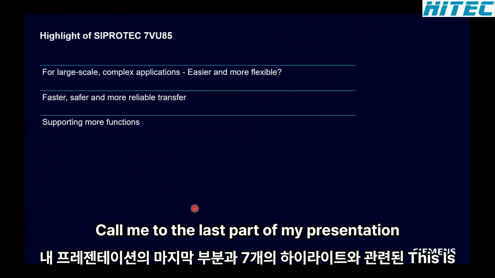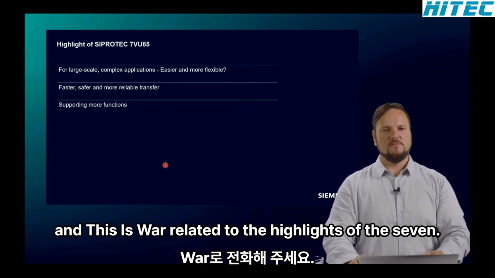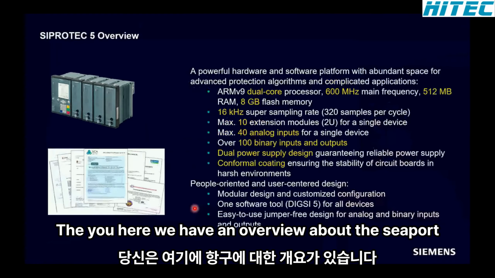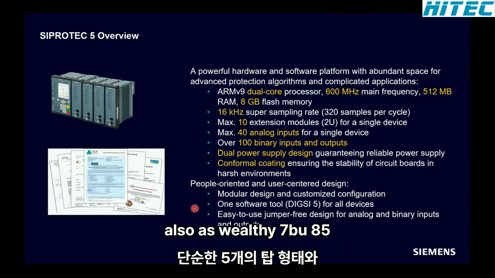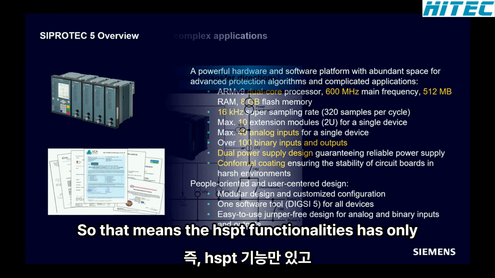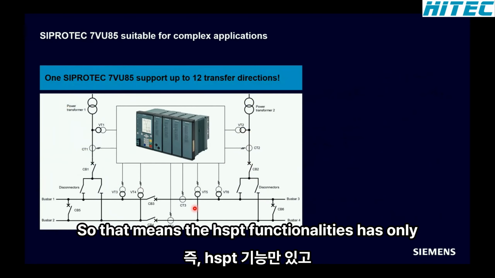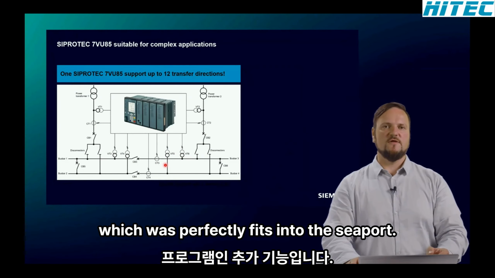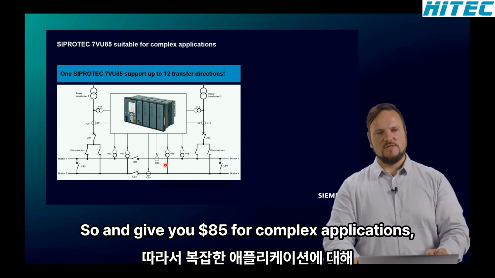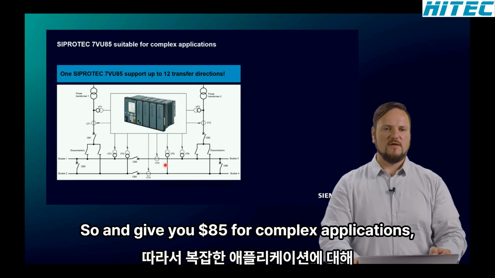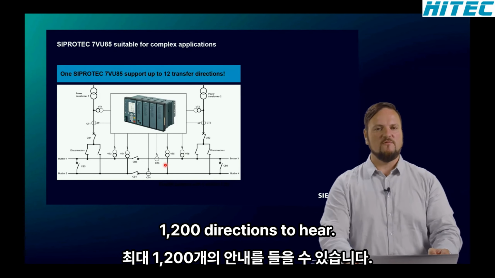So, coming to the last part of my presentation, this is more related to the highlights of the 7VU. Here we have an overview of the SIPROTEC 5 platform. The 7VU85 is based on the SIPROTEC 5 platform in hardware and software. That means the HSBT functionality is only an add-on, an application which fits perfectly into the SIPROTEC 5 architecture. The 7VU85 is suitable for complex applications, so we can provide up to 12 transfer directions.